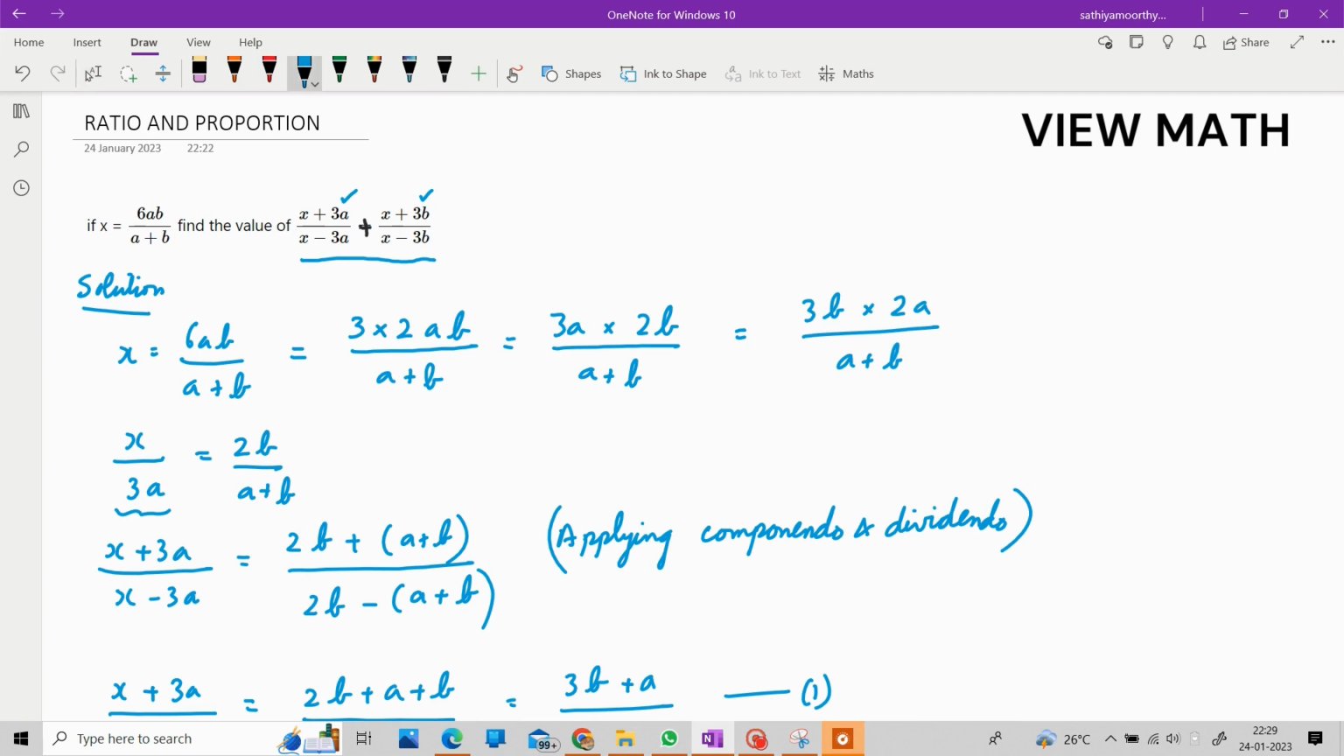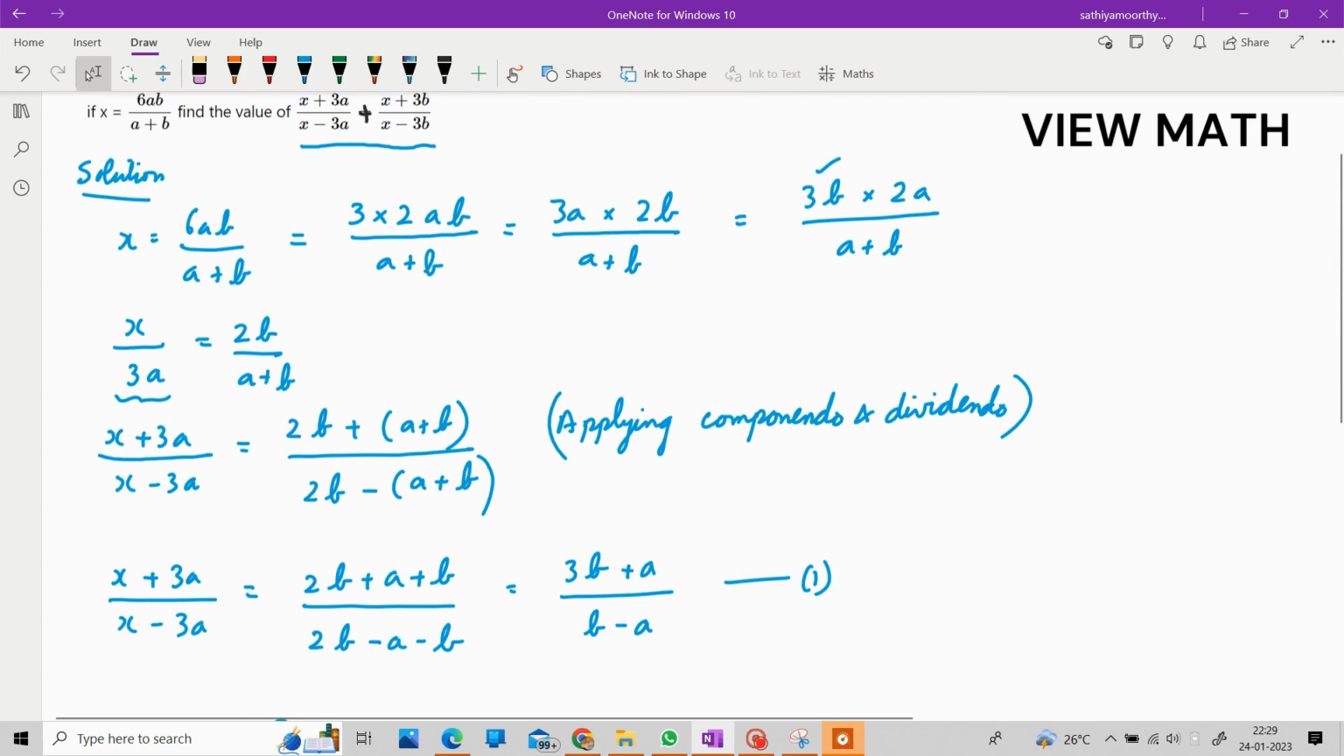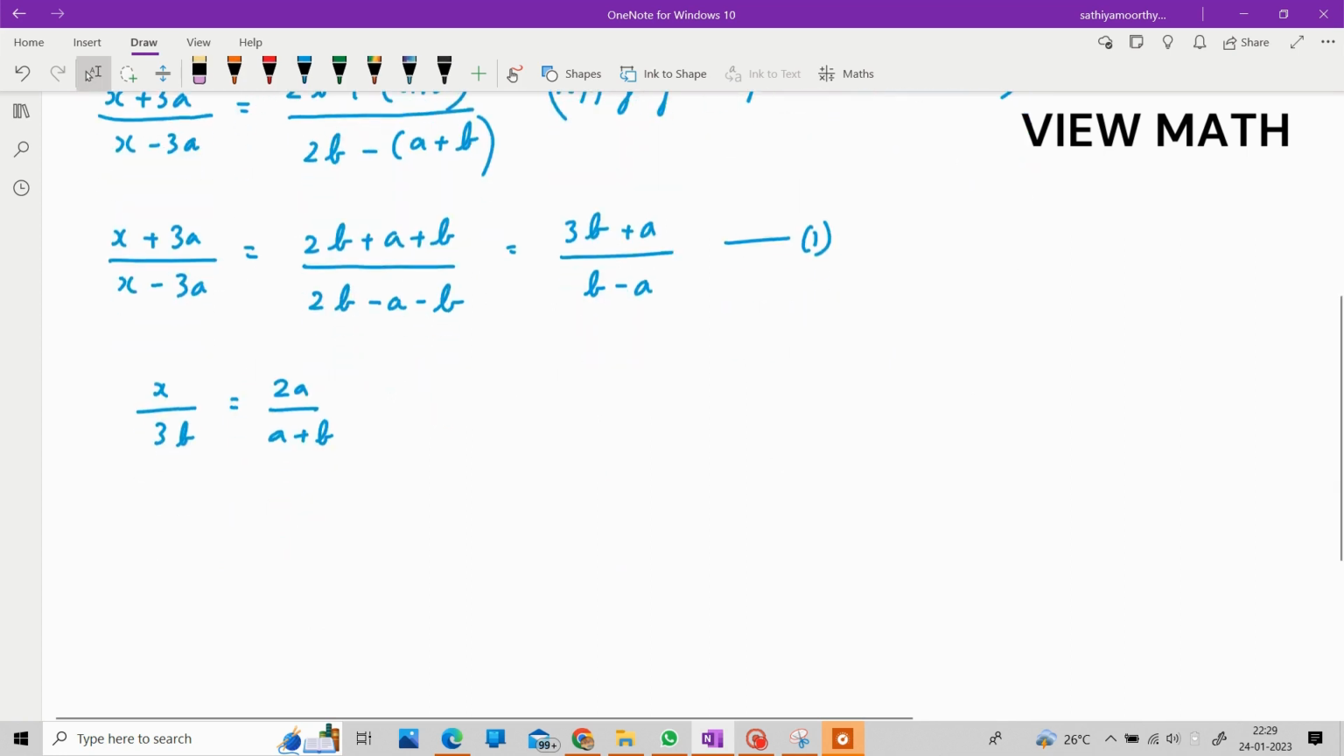Now I am going to bring this 3b to the left hand side. I will be getting x by 3b is equal to 2a by a plus b. I have brought the 3b to the left hand side, so remaining 2a by a plus b will be there in the right hand side. Now I am going to apply the componendo and dividendo property.